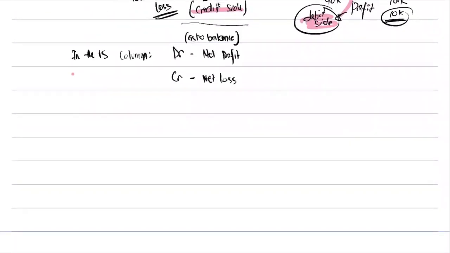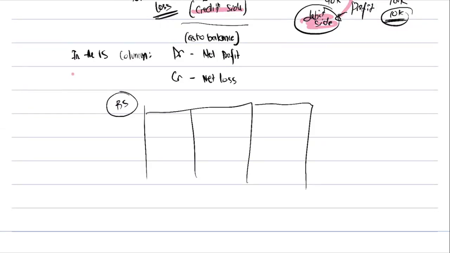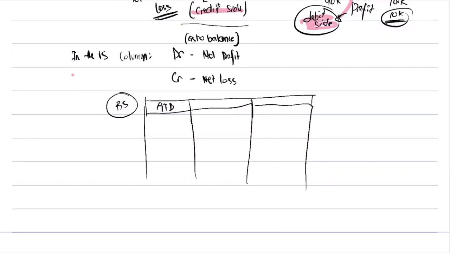Okay, we proceed to your balance sheet items. So here are the different columns. This is the adjusted trial balance. We have here your net income or net loss in the income statement. Let's just remove that. Income statement. And then we have your balance sheet.